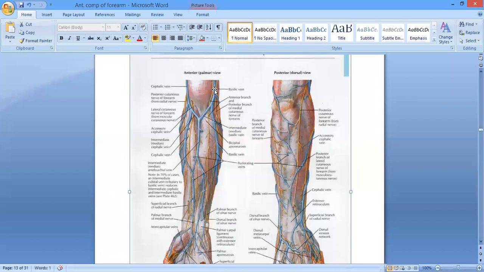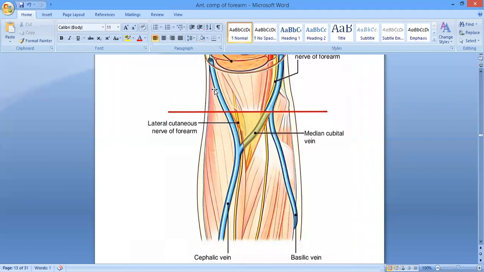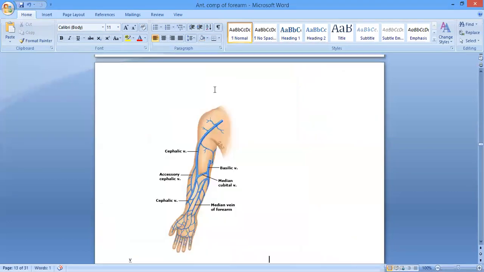ठीक है जी? And when it reaches here, you can see, near the mid of the arm, it is going to pierce the deep fascia.